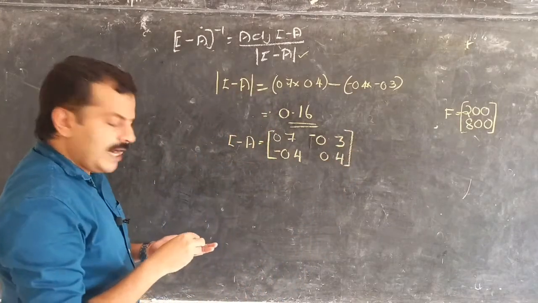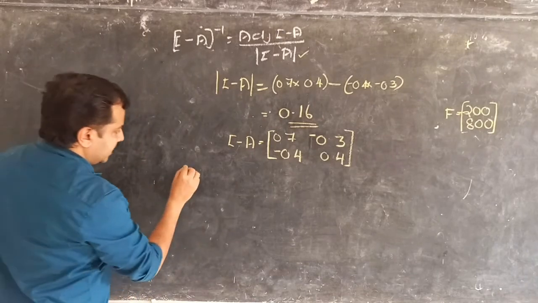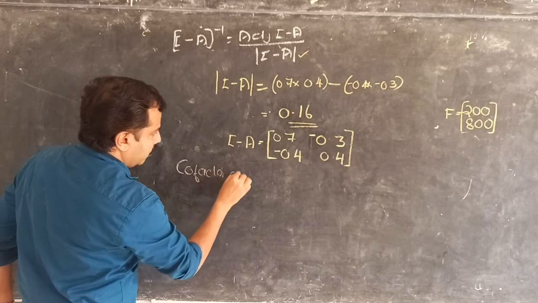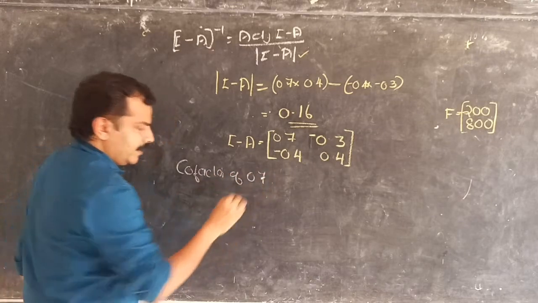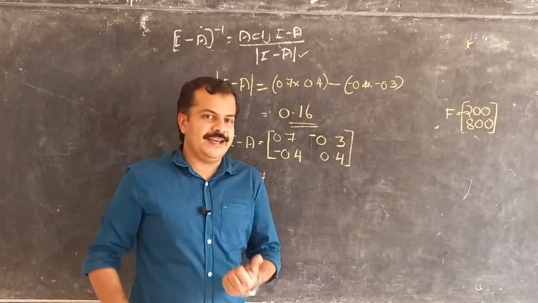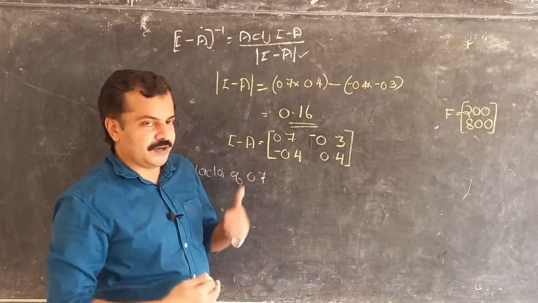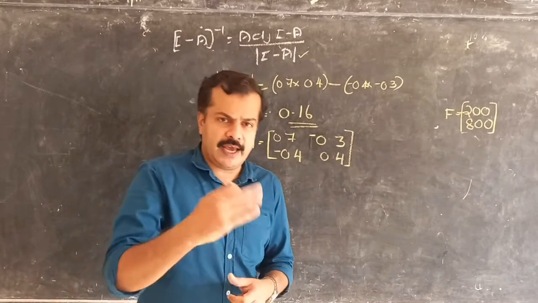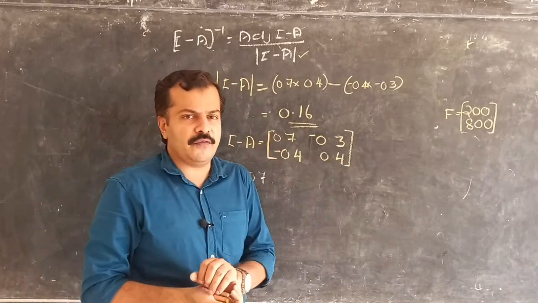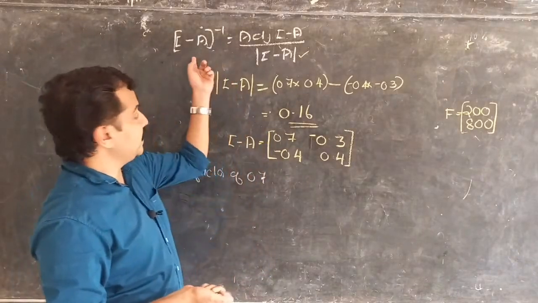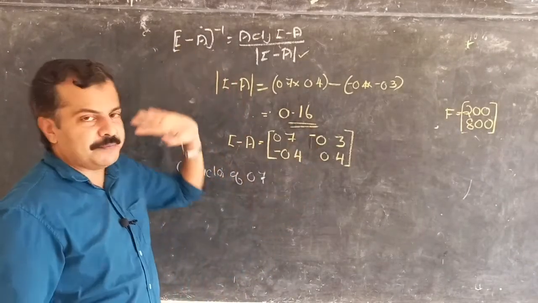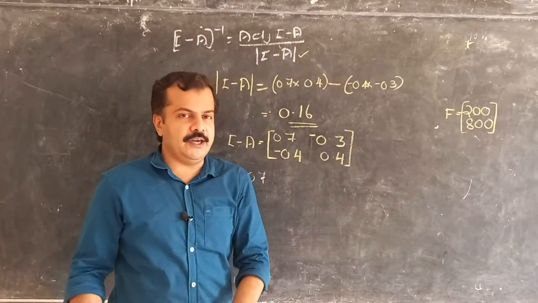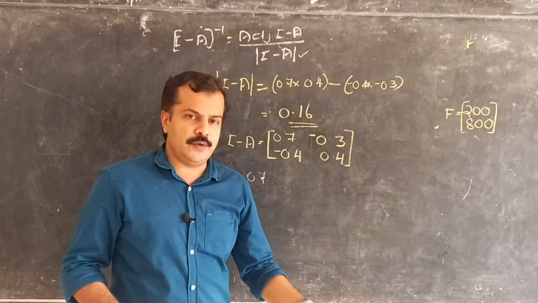So we need to calculate the adjoint matrix, and for that, first we need to calculate the cofactors. Cofactor of 0.7. Hope you remember how to calculate the cofactor, the adjoint and the inverse. We already had a video, and I will be putting the link of that video in our description box. Anybody who has confusion about how to calculate an inverse matrix, since for solving we obviously need the I minus A inverse, we already made a video of that, and I will put the link in our description box.